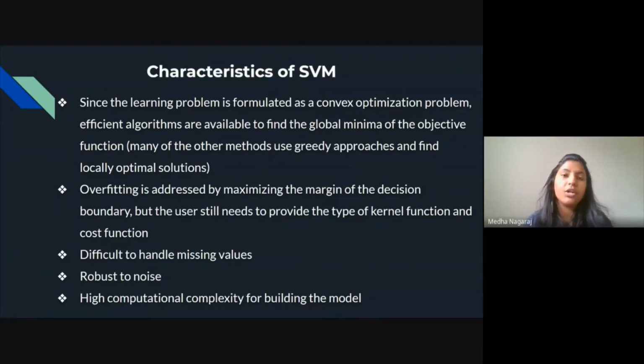Next, it is robust to noise. It reduces any kind of noise present in the process. It has high computational complexity for building the model. It's one of the main characteristics of SVM.